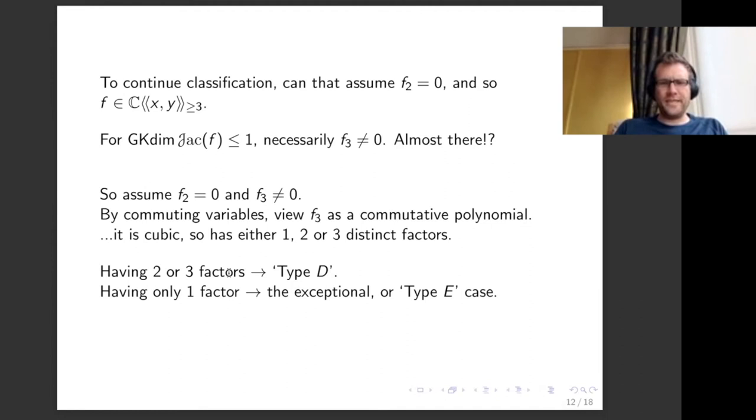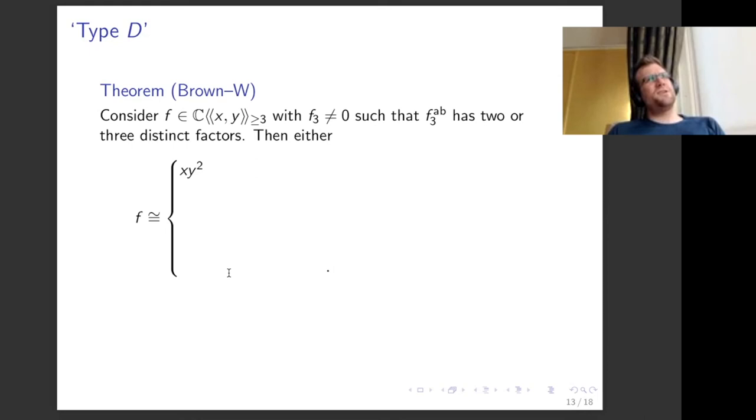Good. So here's our theorem. We're in the power series ring in two variables, non-commutative, and we pick an element at random, which has only cubic terms or higher, and there is a cubic term. And we assume that its abelianization, so this cubic term viewed as a commutative polynomial, has two or three distinct factors or roots, depending on your language. That happens most of the time.